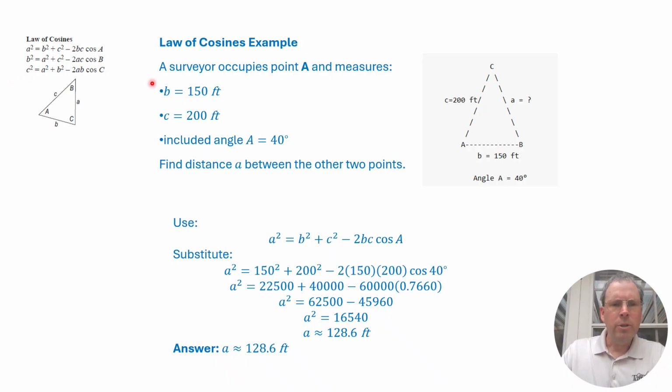And then, for example, let's say a surveyor occupies a point A and measures one side, B, 150 feet, and the other side, C, is 200 feet, and that angle A is 40 degrees. Find the distance A between the other 2 points; you're trying to find this side here. So you can use the law of cosines. You can take one of the formulas and solve for A, because you're given B, C, and angle A. And you get A is equal to 128.6.